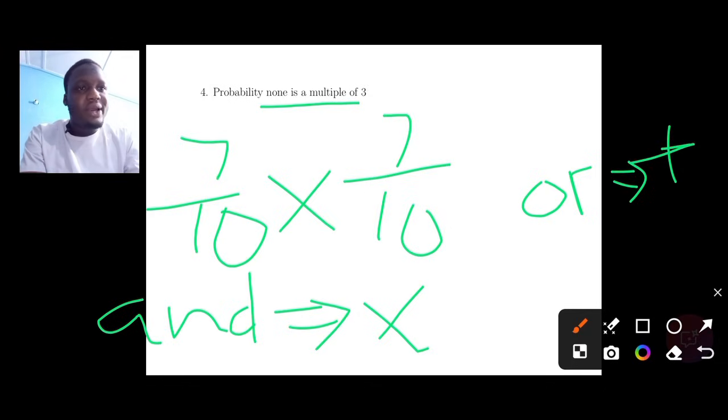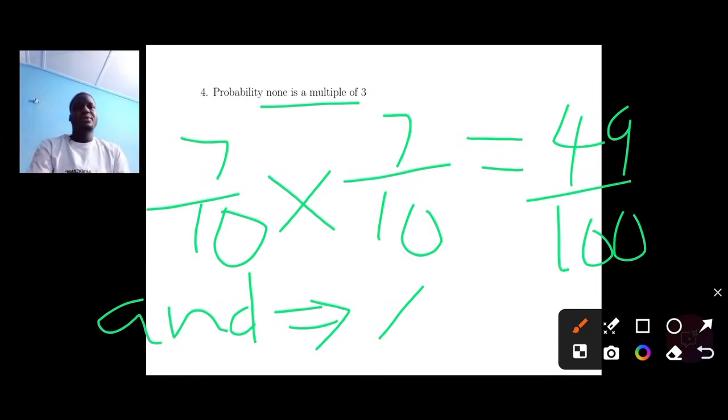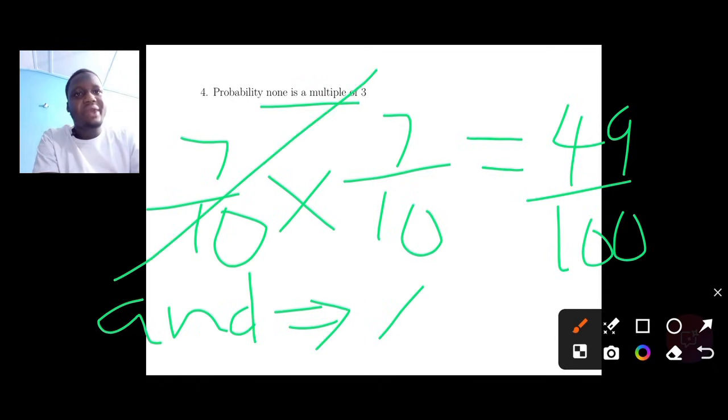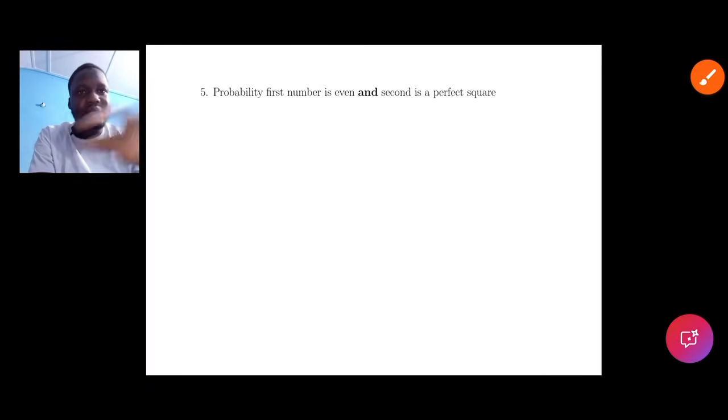Sure. So we have this, and that gives us 49 over 100. Okay, that gives us 49 out of 100. The first one is not a multiple of 3, and the second one is not a multiple of 3. That means that none is a multiple of 3. And that satisfies our question. Okay, let's move on to the next question.